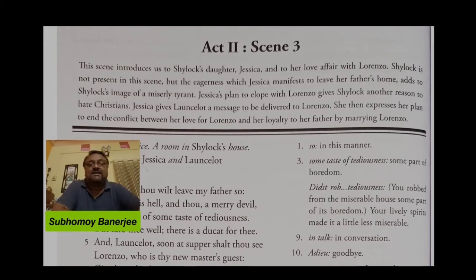But Jessica is in love. She has fallen in love with one of Antonio and Bassanio's friends. His name is Lorenzo. And Jessica is planning to run away from her father's house with her lover. So this elopement will eventually take place in the play, and this will create another underplot or subplot of the play, the romantic subplot of the love affair between Lorenzo and Jessica.